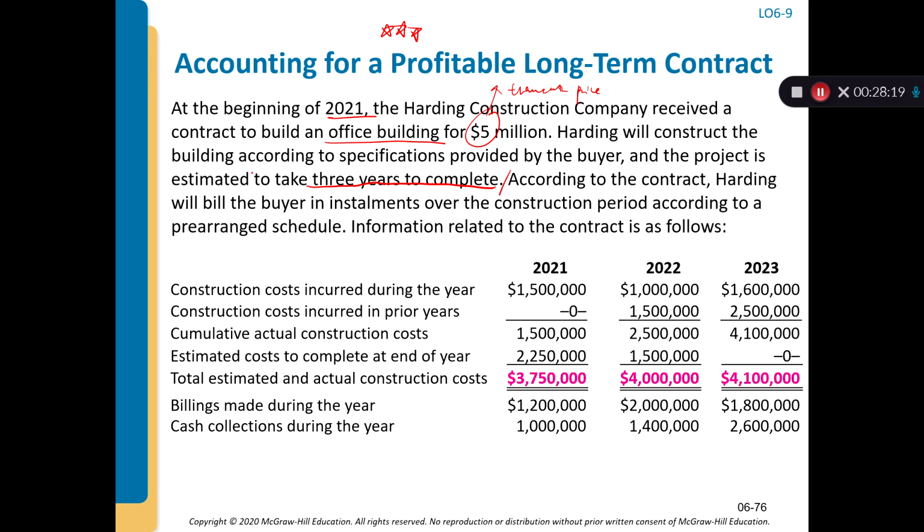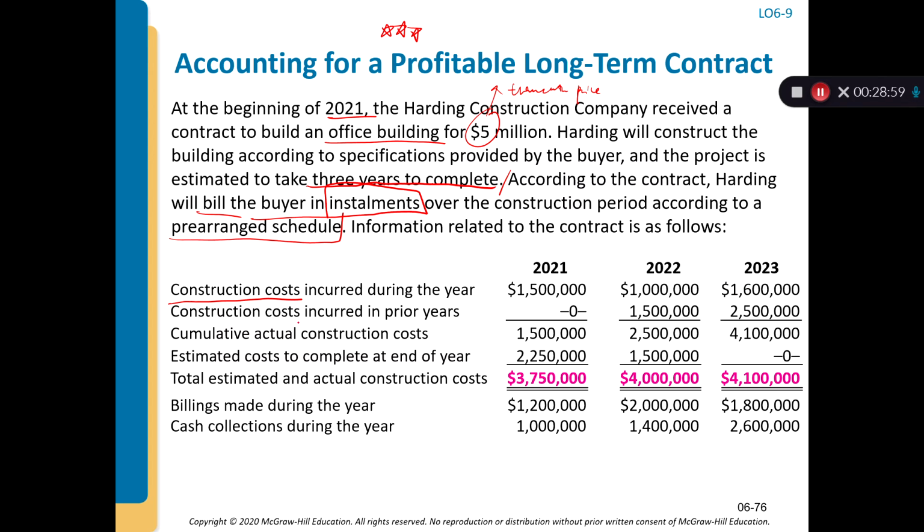According to the contract, Harding will bill the buyer in installments over the construction period according to a pre-arranged schedule. Information related to the contract is as follows. It's a $5 million contract, and Harding will bill the buyer periodically. In 2021, the actual construction cost during the year is $1.5 million. Year 2 is $1 million. Year 3 is $1.6 million.